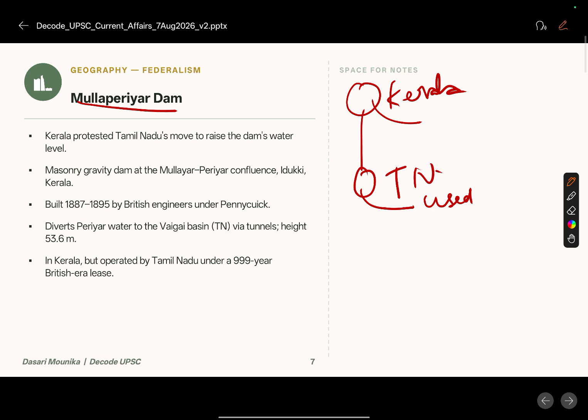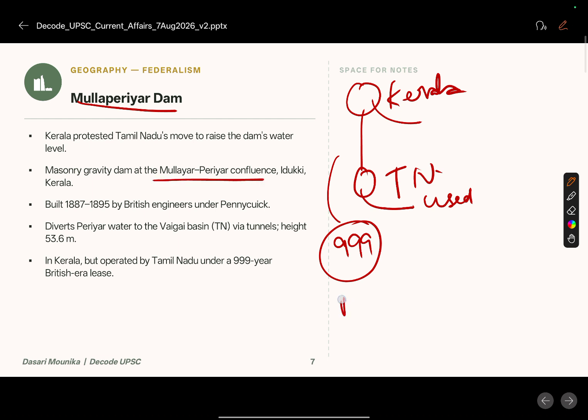Because it was built by the Britishers under a 999-year agreement. So now you can see how the Britishers' impact is still there in our country, and it is going to be for another 800 years. How the making of the British era is still significant now can be seen with respect to Mulla Periyar Dam.